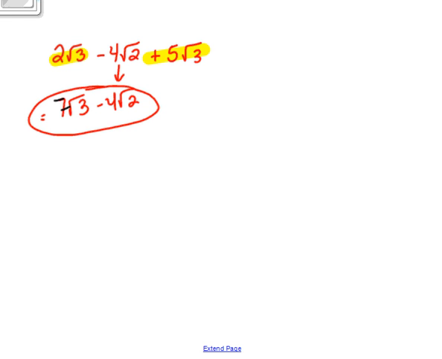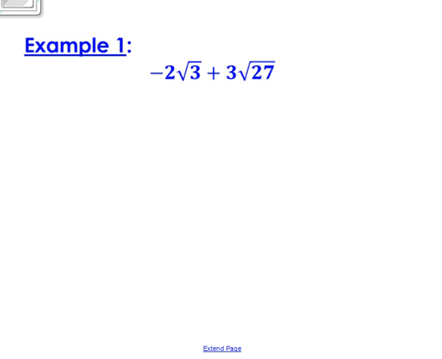Okay, well that would be great if they all worked out that way. But when you look at this one, it originally looks like nothing combines because 3 and 27 don't match. But what I need to do is simplify it, because maybe if I simplify one of these or both of these, something will. So for example, if I look at negative 2 square root of 3, I can't break that down. So this is not going to change. But this one can be broken down. So let's just focus on this side.